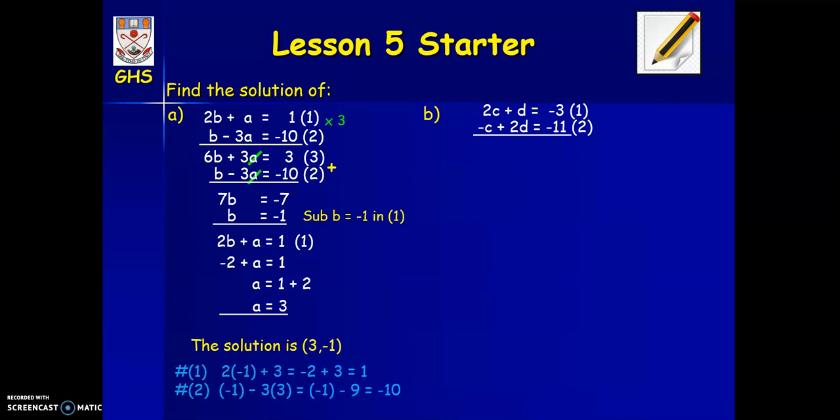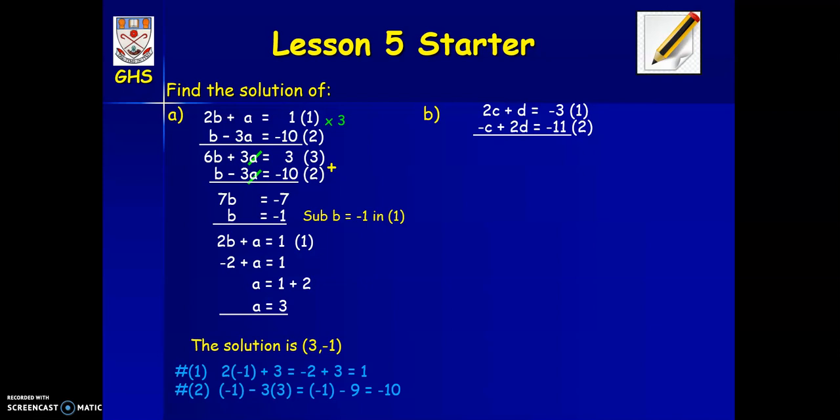Remember to double check your solution in the original equation, so when we put a equal to 3 and b equal to negative 1 into equation 1, we should get an answer of 1. And for equation 2, we should get an answer of negative 10, which we do, so therefore we know our solution is correct.